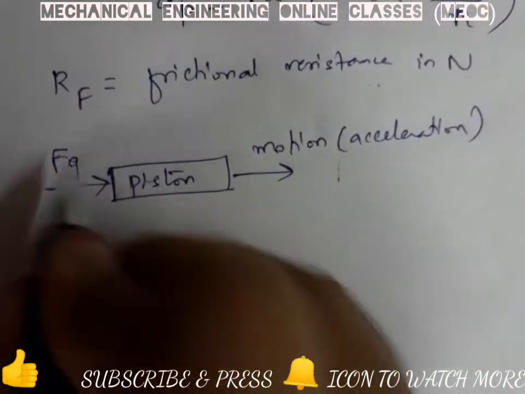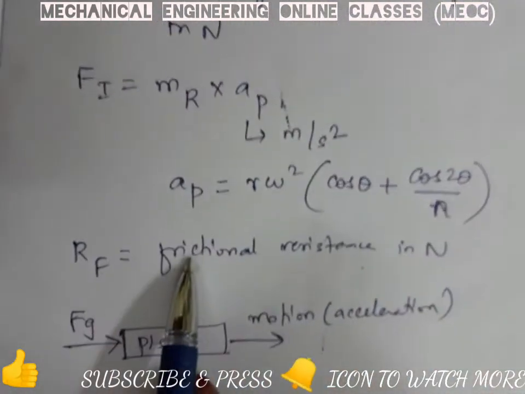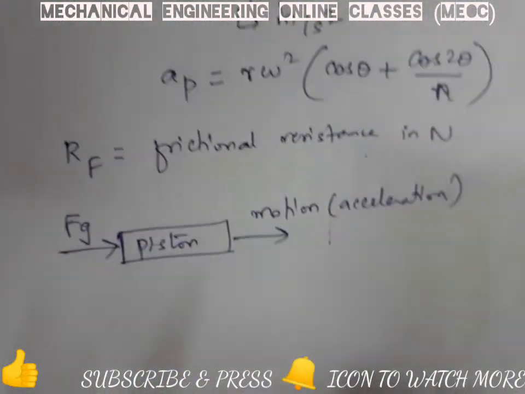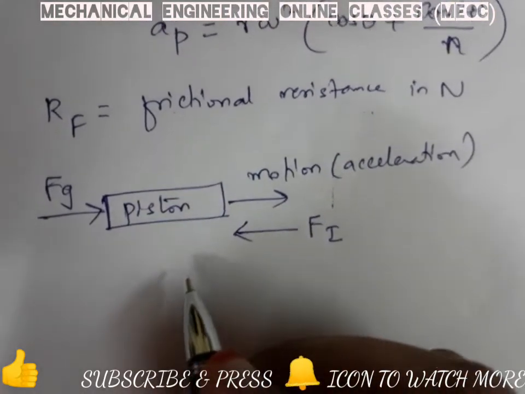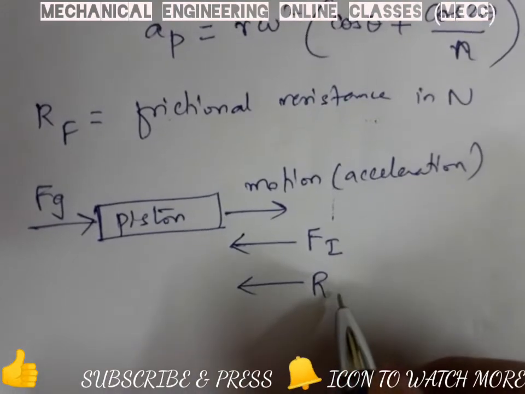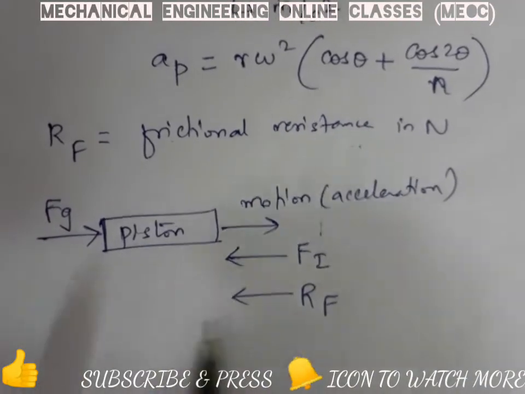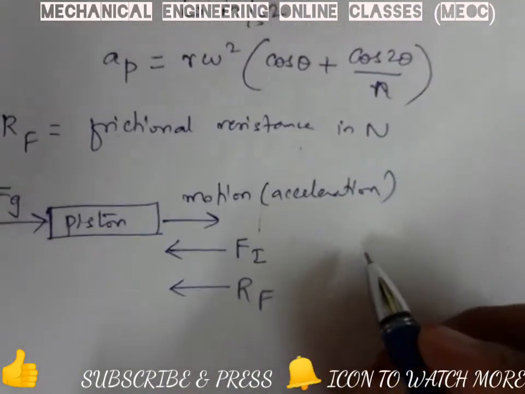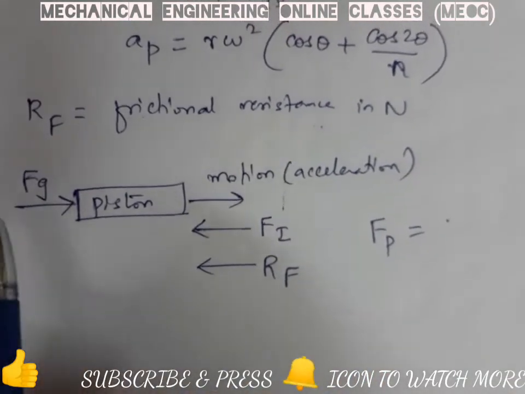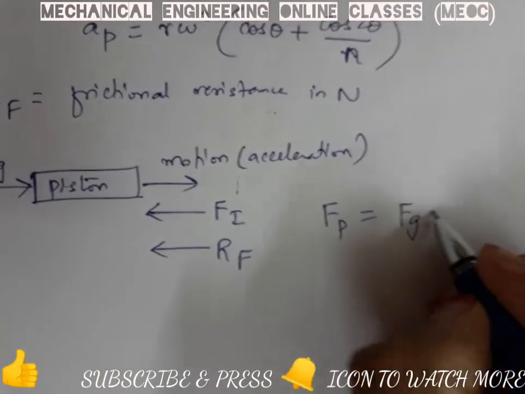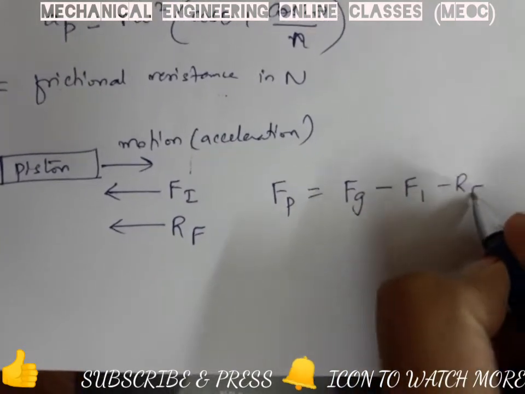Fg is always here because gas is always on the left side from our diagram. So frictional resistance and inertia force both will be opposing motion. So we will have inertia force acting leftward and also frictional resistance acting leftward. So the net axial force acting on the piston when the piston is in acceleration can be given as Fp is equal to, if I am considering rightward forces to be positive, then it will be Fg minus Fi minus Rf.